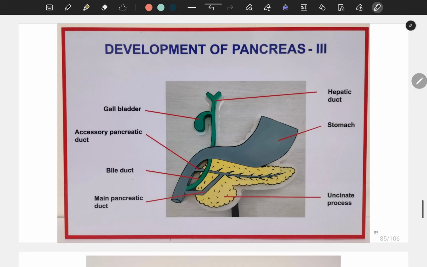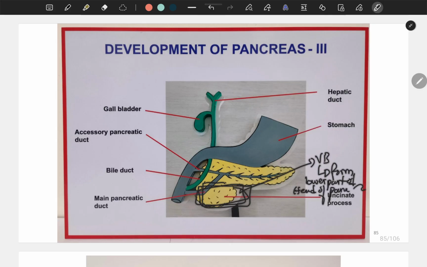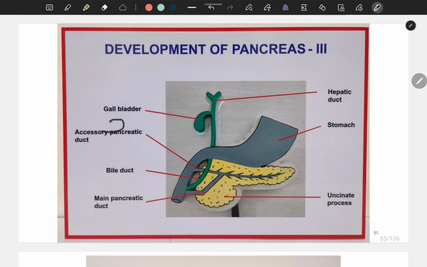So now duct system. If we come to duct system, here this ventral bud is there. Ventral bud forms lower part of head of pancreas plus uncinate process. If you see the pancreas, this is pancreas. This is uncinate process, head formed by the ventral bud. Rest all part will be formed by the dorsal bud.